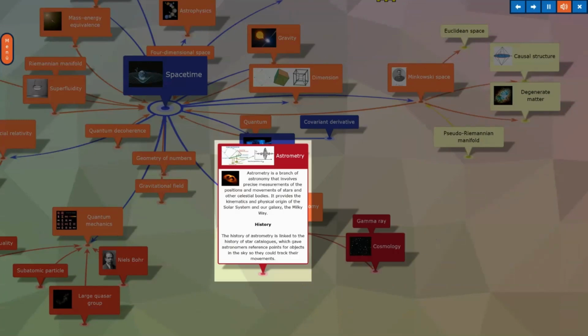Astrometry. Astrometry is a branch of astronomy that involves precise measurements of the positions and movements of stars and other celestial bodies. It provides the kinematics and physical origin of the solar system and our galaxy, the Milky Way. The history of astrometry is linked to the history of star catalogs, which gave astronomers reference points for objects in the sky so they could track their movements.